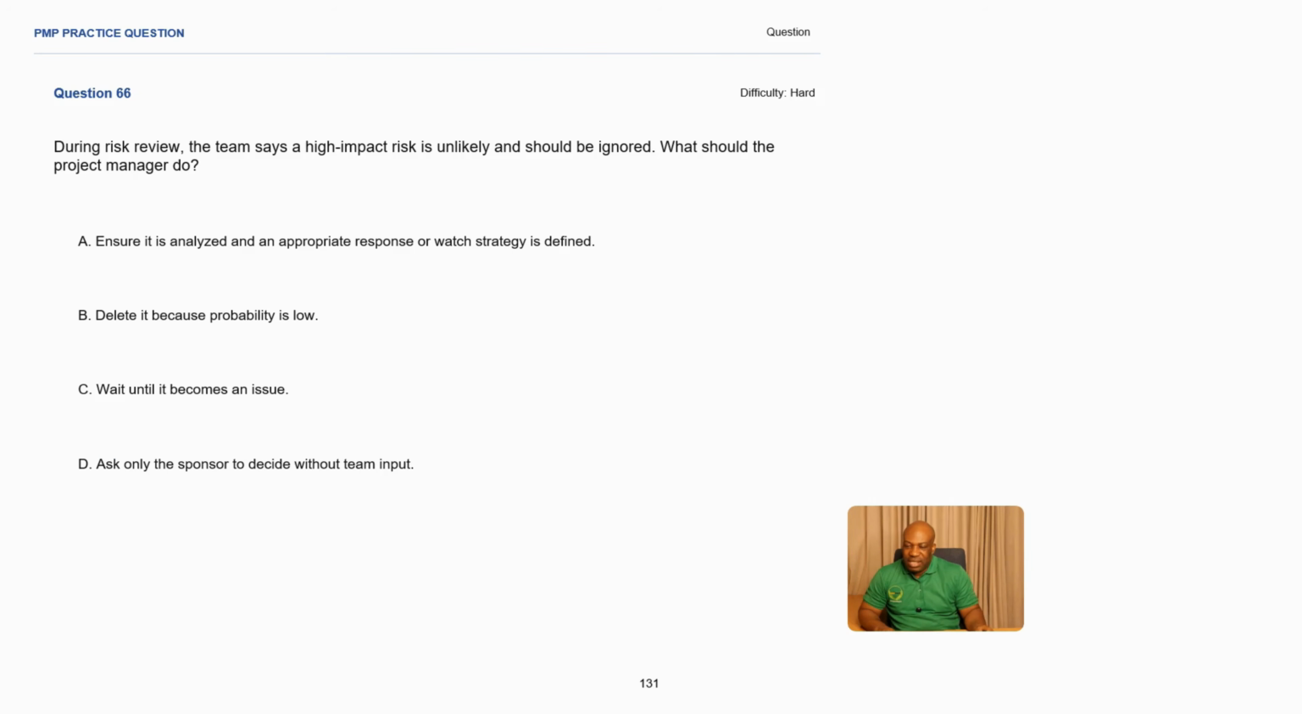Practice question number 66. During risk review, the team says a high impact risk is unlikely and should be ignored. What should the project manager do? What is our problem statement? There is a risk review meeting, then the team is saying a high impact risk is unlikely and should be ignored. What should the project manager do? A, ensure it is analyzed and an appropriate response strategy is defined. Okay, I like this one.